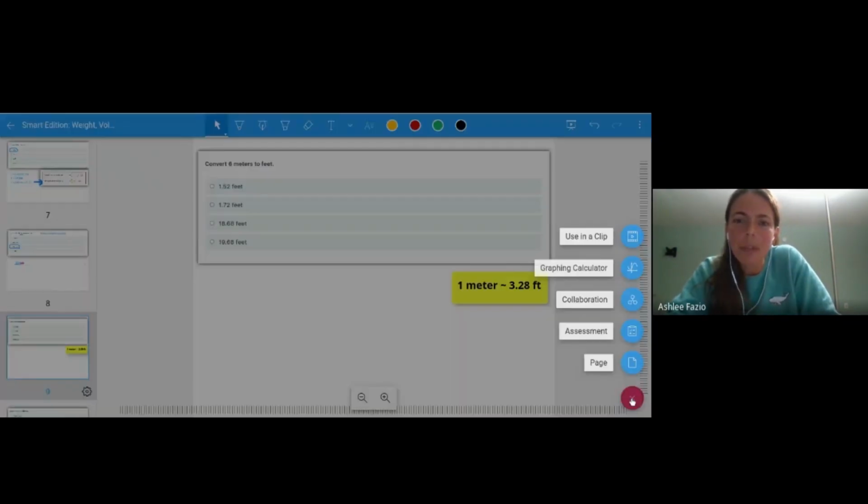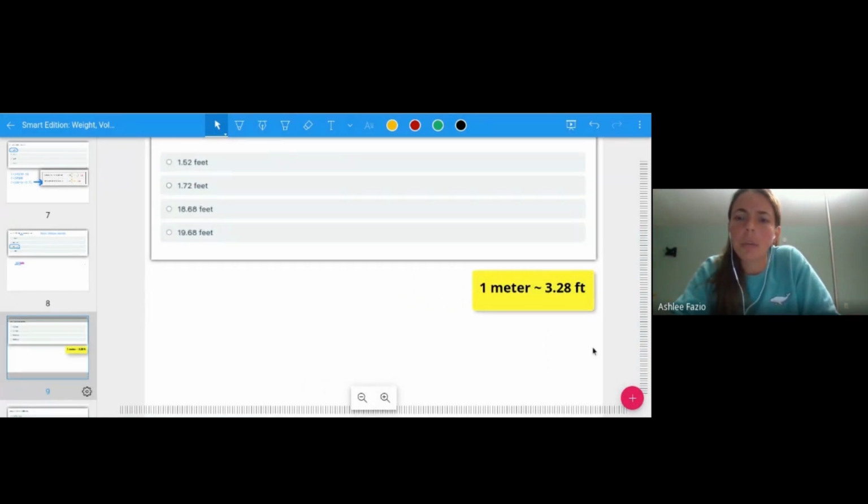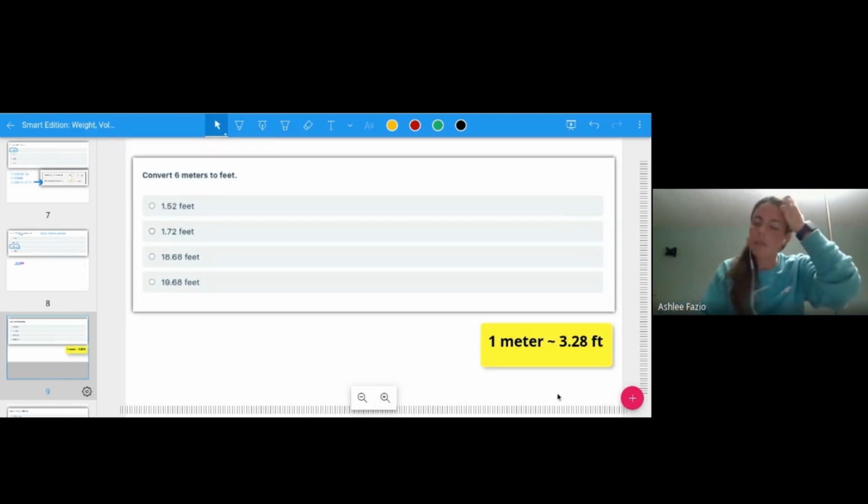This is another straightforward conversion, just one that we hopefully have memorized. 1 meter is approximately 3.28 feet. Again, if you have something more rounded or more specific, feel free to use that. I'll let you go ahead and try this one on your own, and then let's see what we get for some answers. So 6 meters to feet.